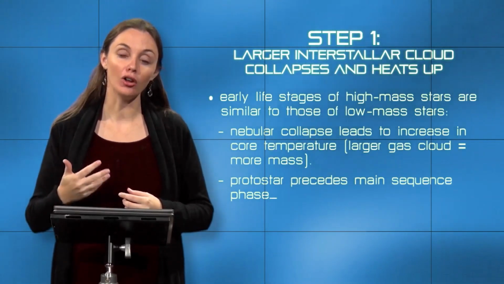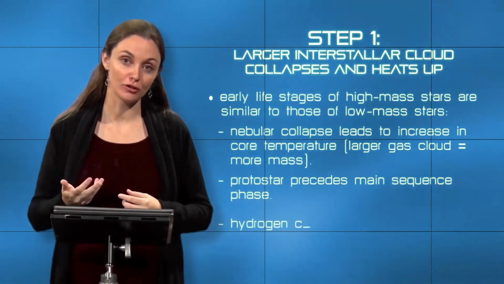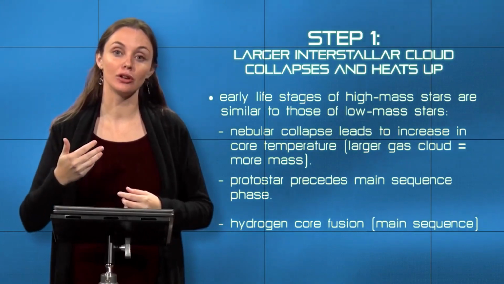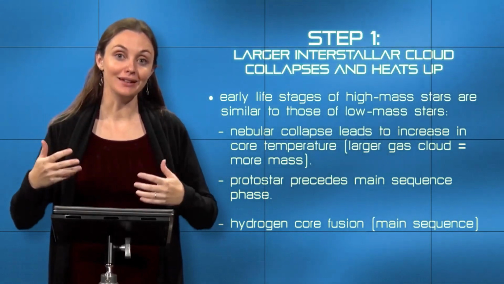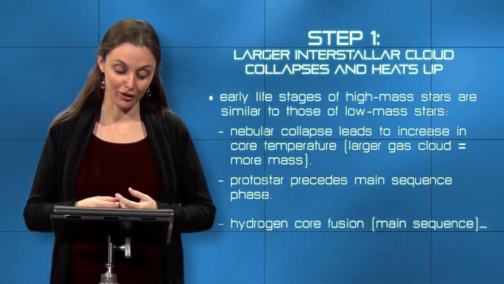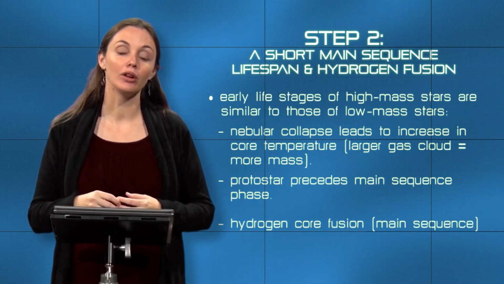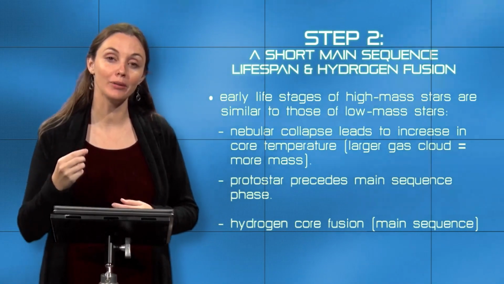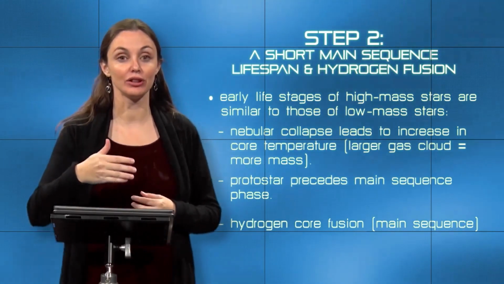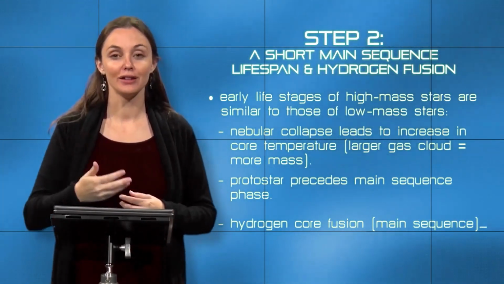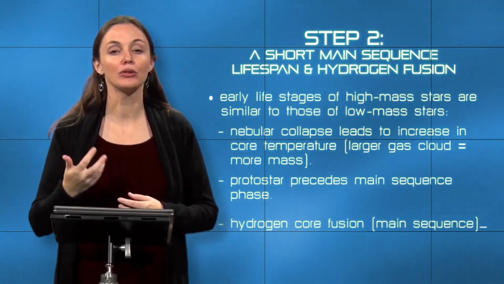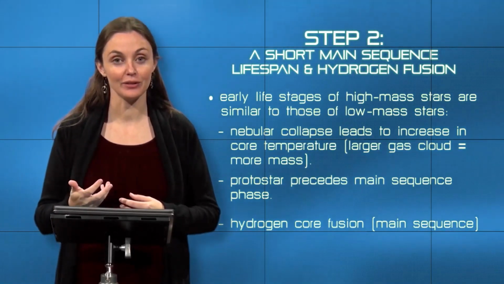And once it forms, it's going to initially start doing everything that a low mass star would do. All stars are going to start with hydrogen fusion, and hydrogen fusion is going to be the equivalent of the main sequence lifespan of that star, or step 2. Now, the main sequence lifespan with a high mass star is going to be quite a bit shorter than its equivalent low mass star, because it's fuel inefficient, because it's burning through that fuel incredibly fast.